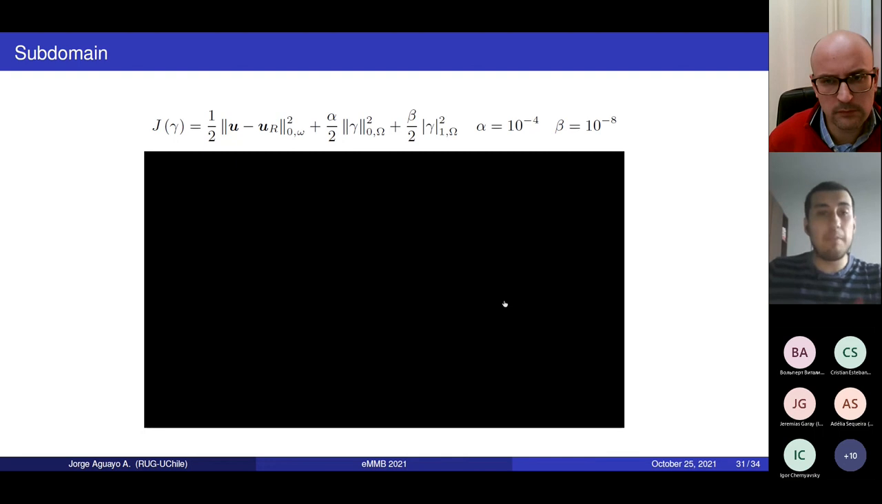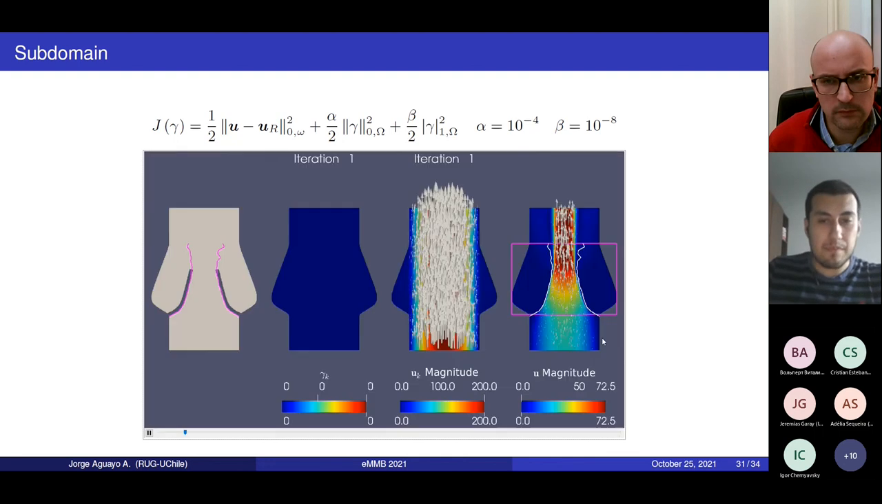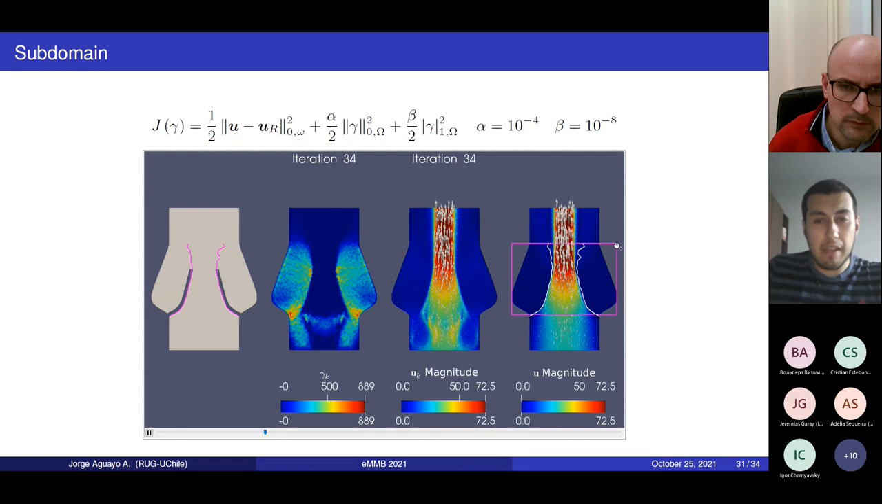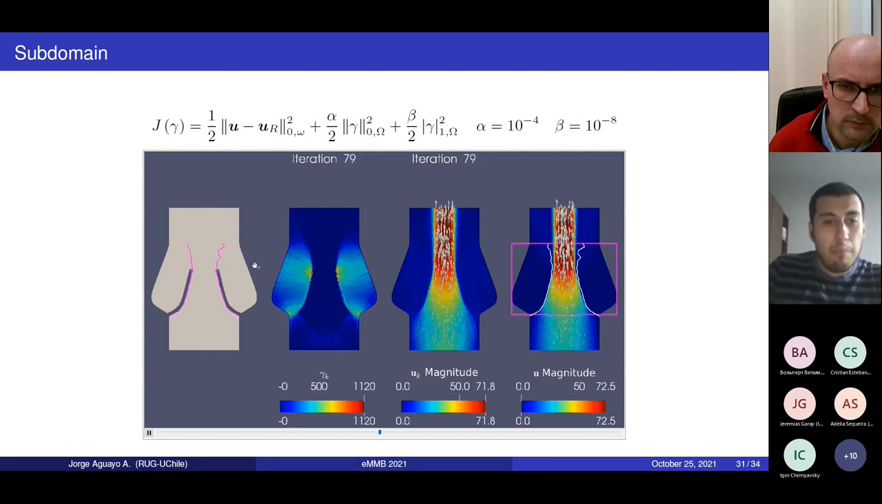Also, we can do the same using partial information. In this case, we are only using the information in this zone given by this rectangle drawn in pink. If we are using less information, we can have some noise, obviously, in this part here and here, but the reconstruction of the valve is very similar to the original one. And also the solver is using the same iterations, approximately 200 iterations, in order to obtain the original solution.